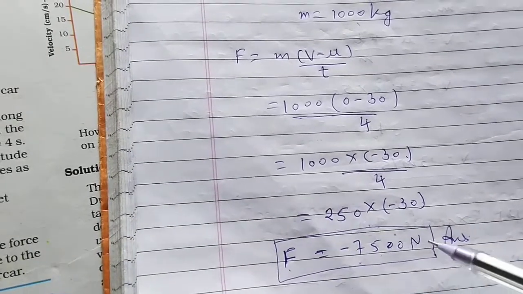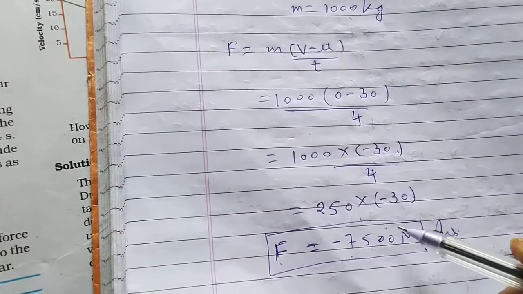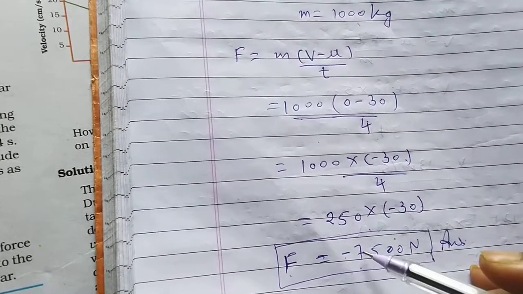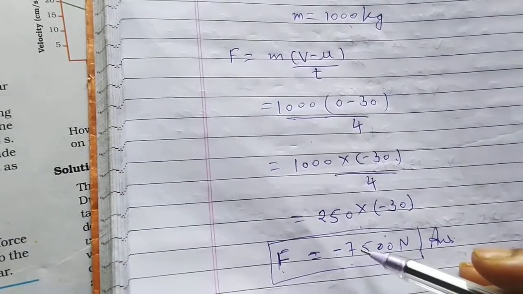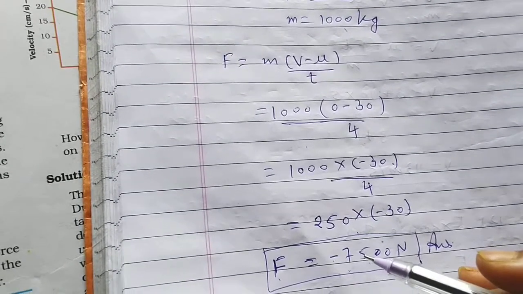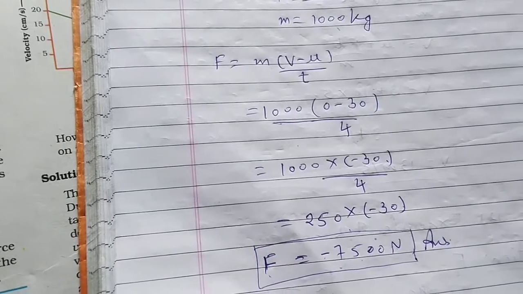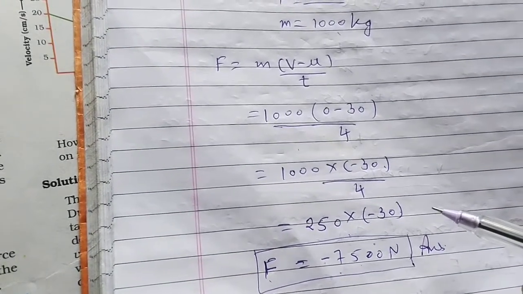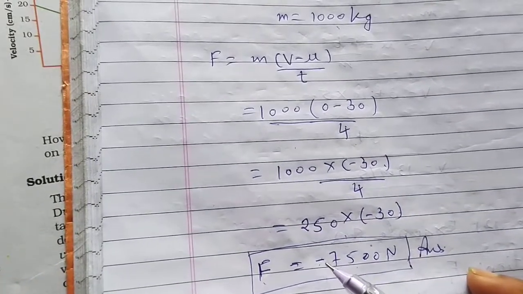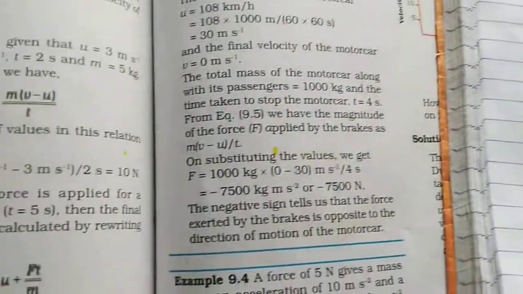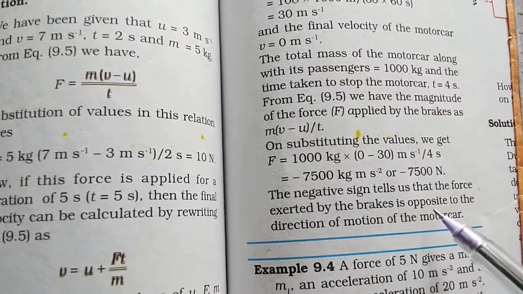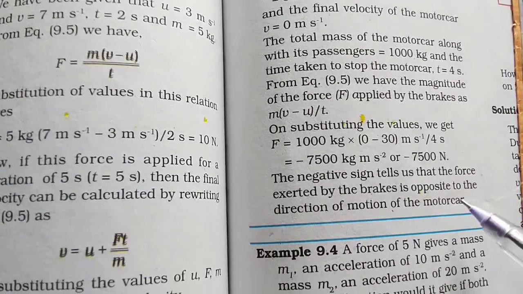It is F, the unit is Newton, capital N, and minus. The minus sign shows that it is a frictional force acting on the object in the opposite direction. The car is moving in the forward direction and the brake stops it, so the frictional force will be opposing its motion, that is minus. So the negative sign tells us that the force exerted by the brakes is opposite to the direction of the motion of the motor car.